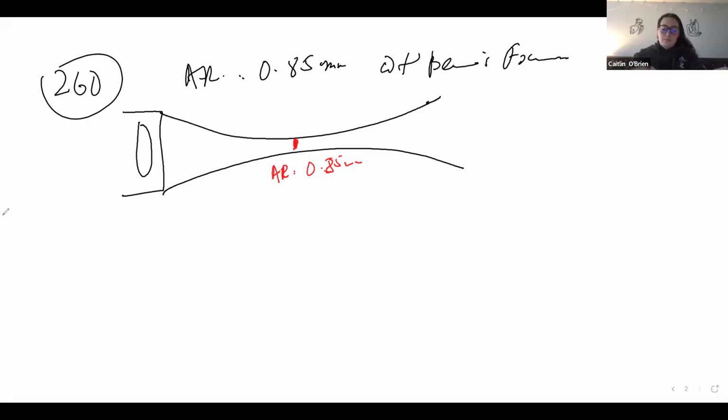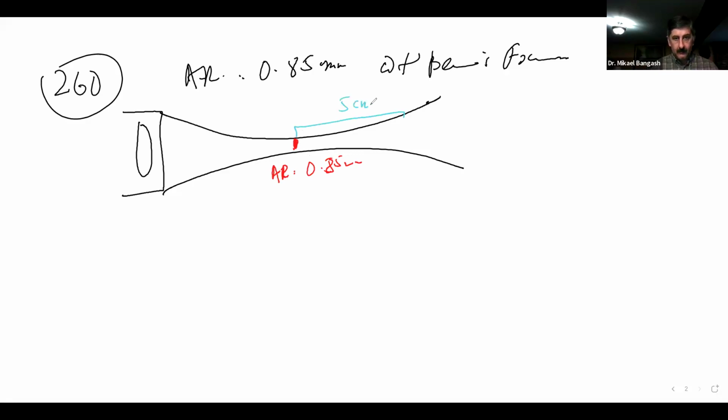Yeah. Good. But what they ask us is, at a distance which is, let's say, 5 centimeters deeper than the focus, what do you think the axial resolution is going to be here? Now, there was something that I told you guys regarding axial resolution. And if you remember that, you'll be able to answer.